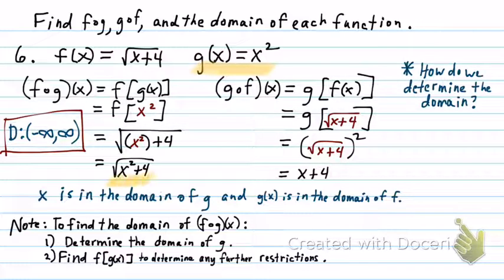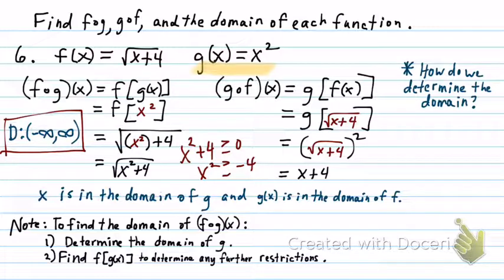Now if you look at our final answer for f of g of x, no matter what x is, we're always going to be greater or equal to 0. Remember, we can't take the square root of a negative number. So, I mean, you could actually set x squared plus 4 greater or equal to 0. x squared is greater or equal to negative 4.